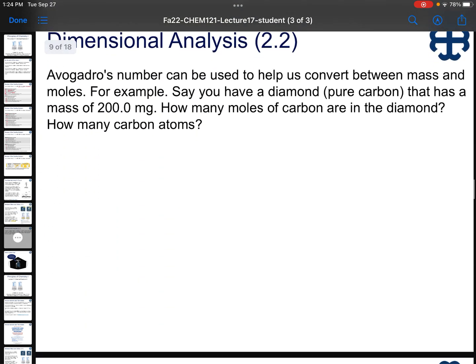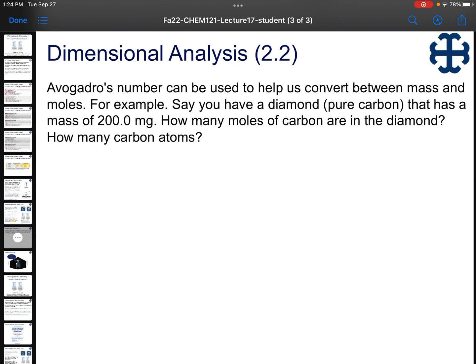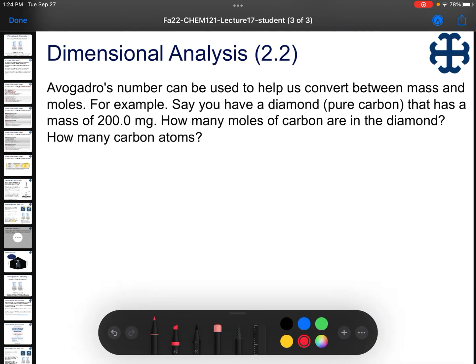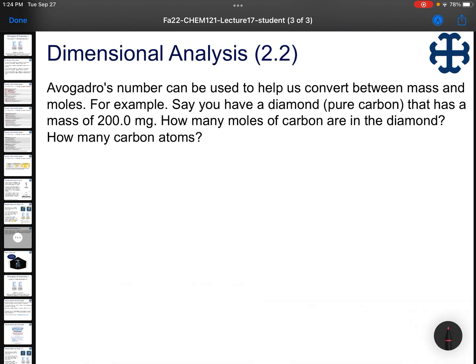We also are going to want to use it in dimensional analysis. And so dimensional analysis is a fancy way of saying unit conversion. And so we have an example here where Avogadro's number can be used to help us convert between mass and moles. And so say, for example, we have a diamond that, in case you didn't know, diamond is pure carbon, and it has a mass of 200.0 milligrams. My question for you is how many moles of carbon are in that diamond? How about the number of carbon atoms?